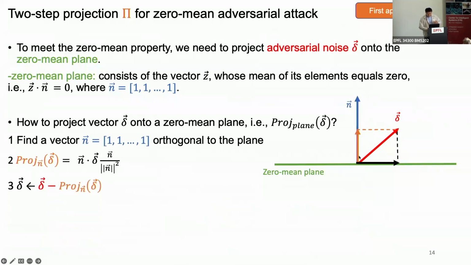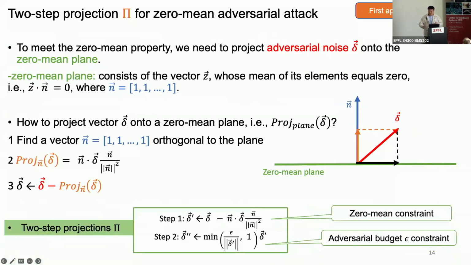Then, the adversarial noise delta minus this projection leads to a new vector, the black one, that is on the zero mean plane. Some mathematical tricks. Now we have our two-step projection pi. The first step is to meet the zero mean constraint. The second step is to meet the adversarial budget constraint, epsilon.